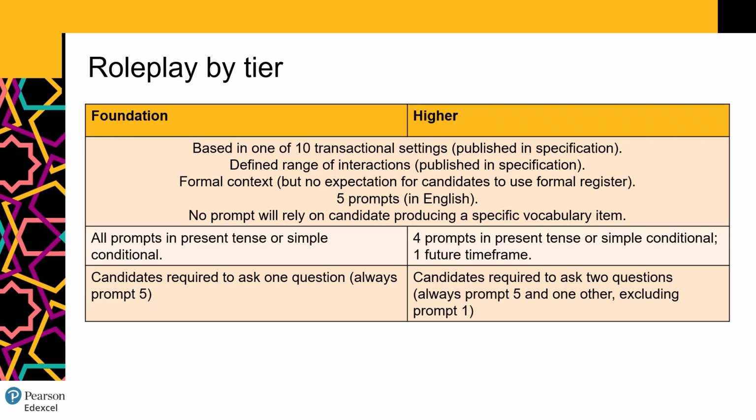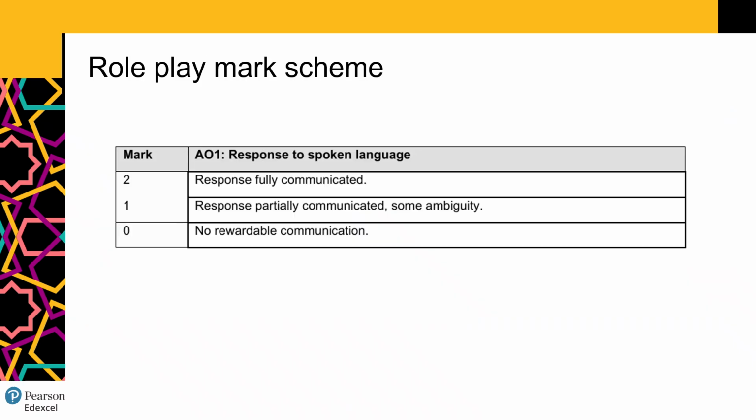You will see that the location of the question is in a predictable place. It is always prompt 5 for both tiers, and then in prompts 2, 3 or 4 for the second question in higher tier, but never the first prompt. Let's look at the role play mark scheme. The role play is marked for communication only against AO1.